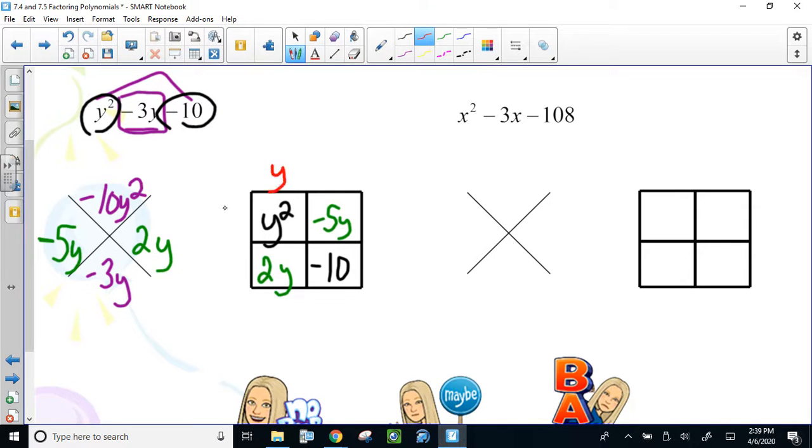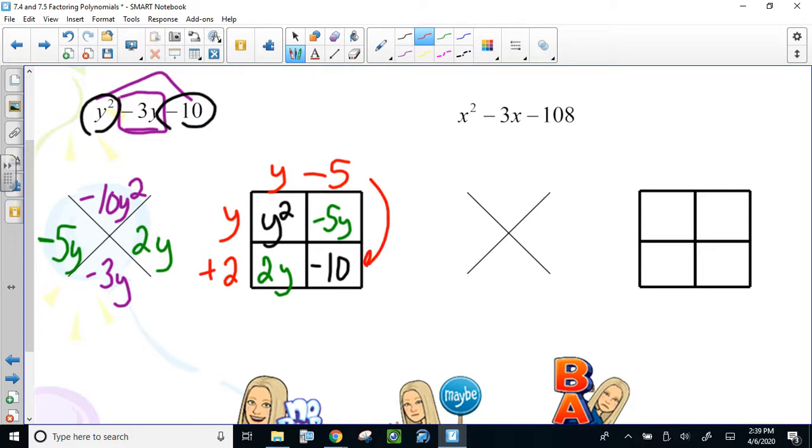So our y squared, we're going to start with just these easy ones where the first one is just y times y. That's all we're going to do today. Tomorrow we'll pick up and do some extras. So what makes the negative 5? Well, I'd need a negative 5. And what makes the 2? Well, I'd need a positive 2.